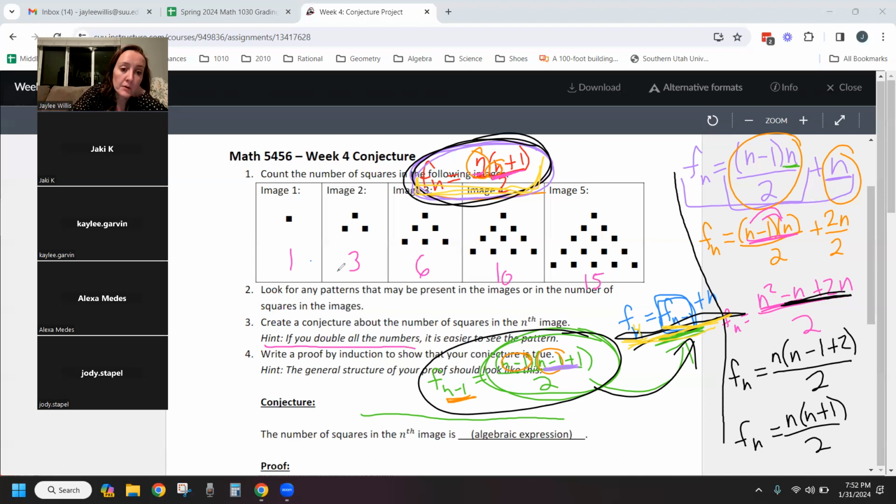Because if we double these numbers, I'll write these in a different color. So on image 1, it would be 2, because that's 1 doubled. If I double 3, it's 6. If I double 6, I get 12. If I double 10, I get 20. If I double 15, I get 30. Do you see a pattern in those numbers?